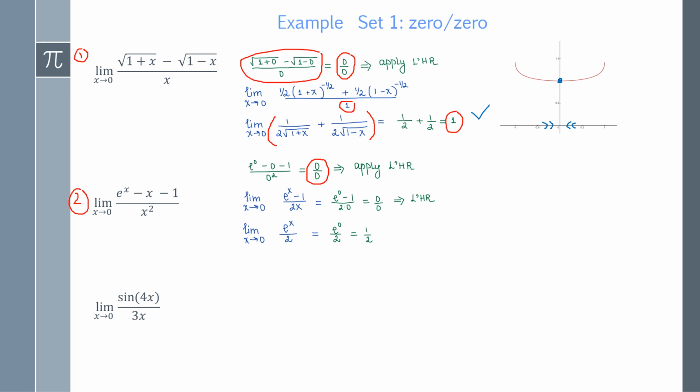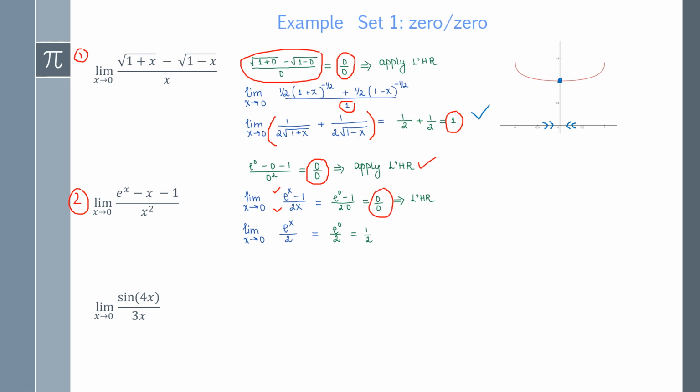It is 0 over 0 in this case, so that means we can apply L'Hopital's rule. I'm computing the derivatives. The derivative of the numerator is e to the x minus 1, and the derivative of the denominator is 2x. We plug in x equal to 0, and we get 0 over 0 again.